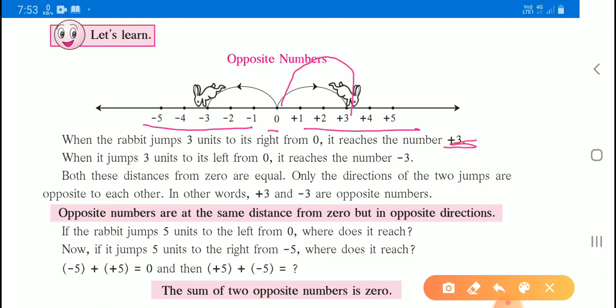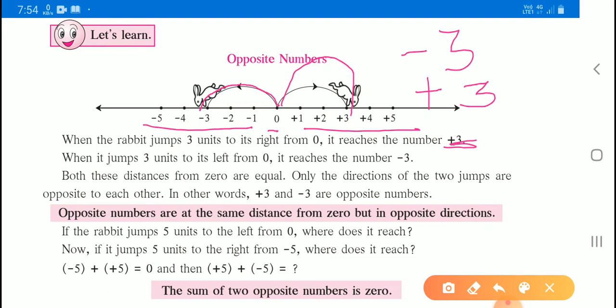And suppose the rabbit jumps 3 units to the left, then we write that 3 units to the left means negative 3. Look, if it jumps right side, then that is positive 3, and if it jumps left side, then it is negative 3. When it jumps 3 units to its left from 0, it reaches the number negative 3.